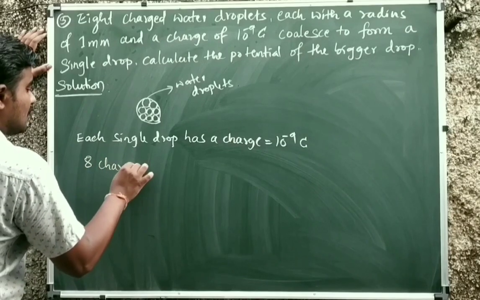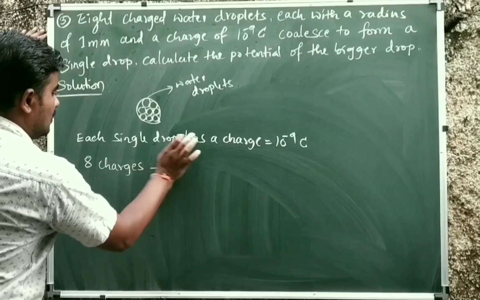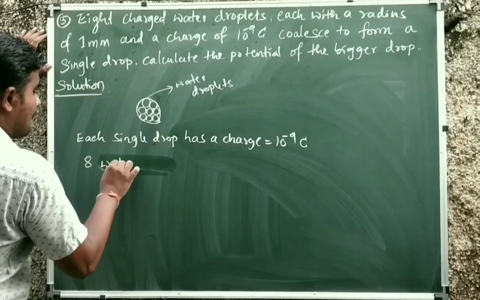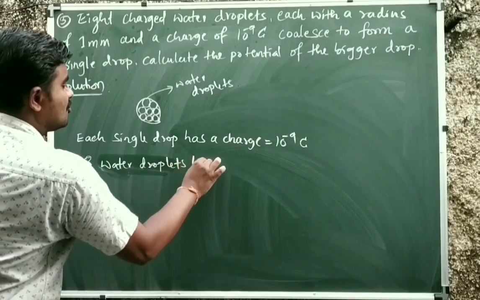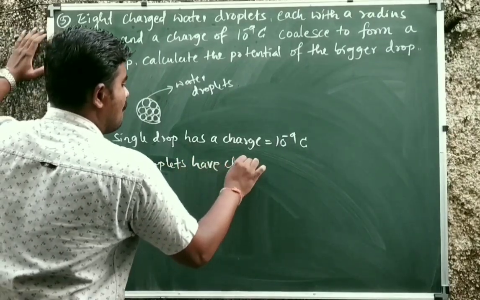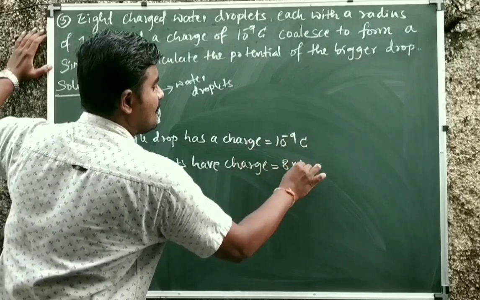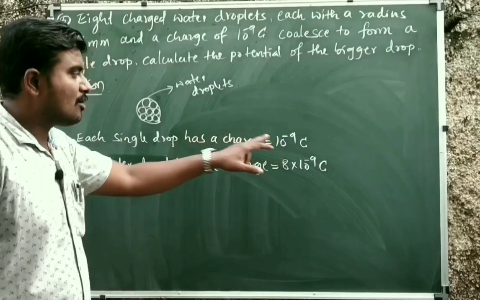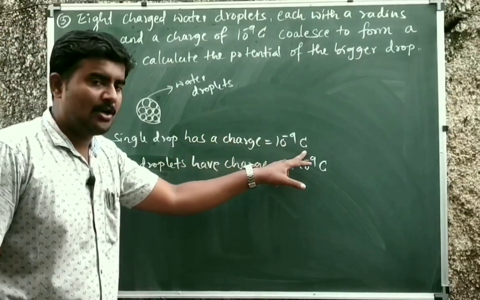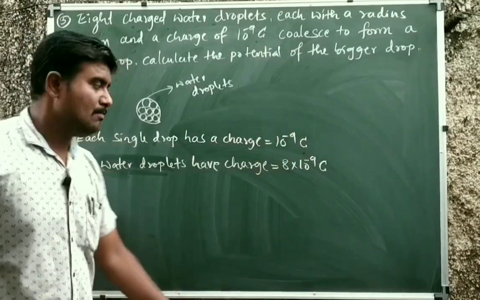8 charges, or 8 water droplets. 8 water droplets have charge. So it is 8 into 10 to the power minus 9. One water droplet has 10 to the power minus 9 coulomb, and 8 water droplets will have 8 into 10 to the power minus 9 coulomb charge.